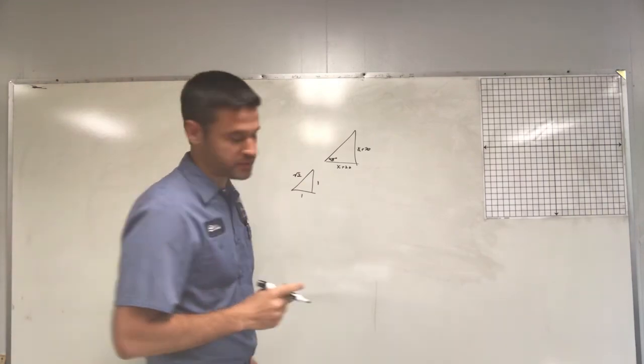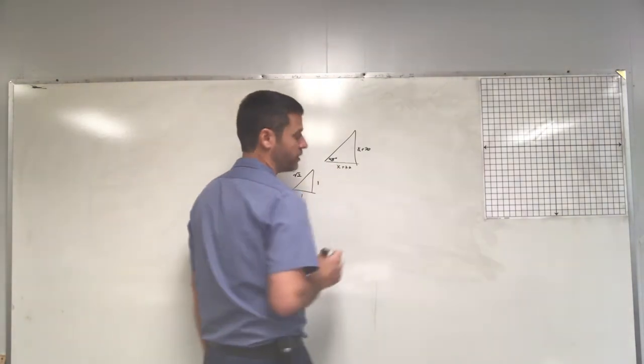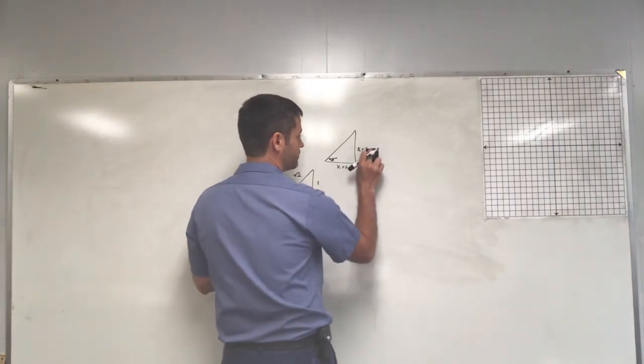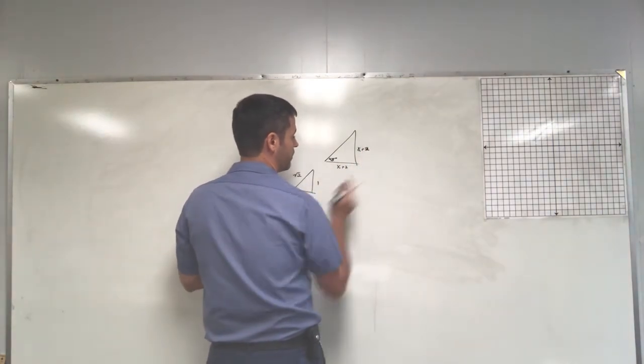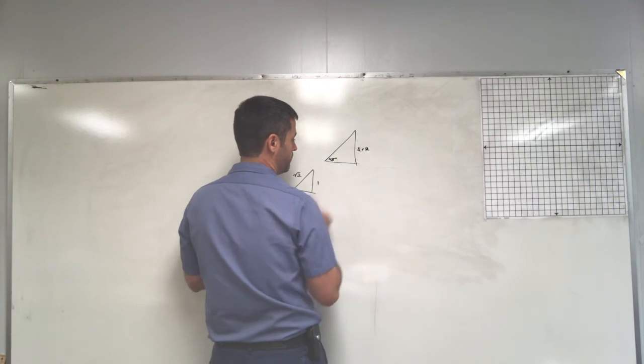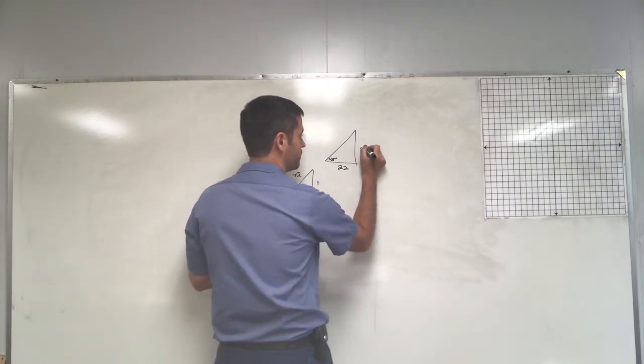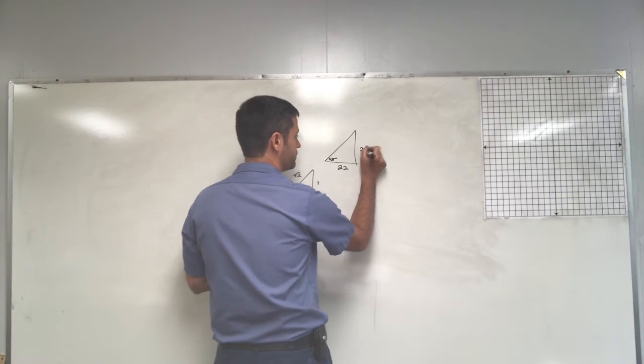So the first step, it says if x equals 20. If x equals 20, and of course you're screaming that's x plus 2, not x plus 20. If x equals 20, then this length becomes 22. So let's go ahead and write that in. Of course, this one is 22 as well. X plus 2 is 22.